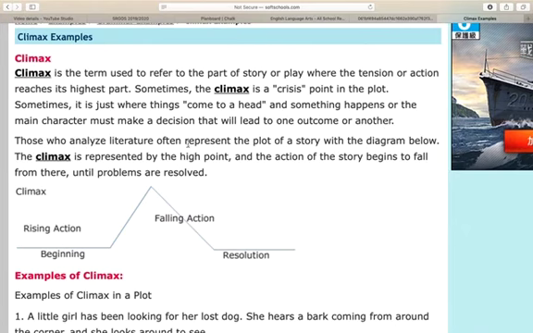Those who analyze literature often represent the plot of a story with the diagram below. It is this mountain, right? The climax is represented by the high point, and the action of the story begins to fall from there until the problems are resolved. So actually what I've seen is the climax should come closer to the end of your story. You don't want it to be earlier, because what's this whole bit going to be if we've already solved the big problem?